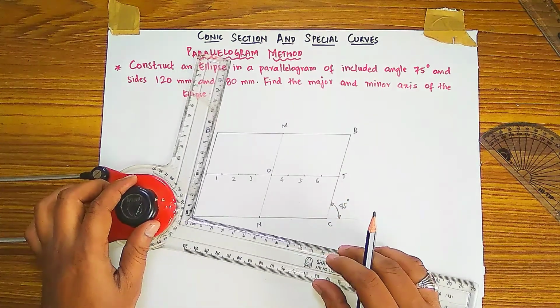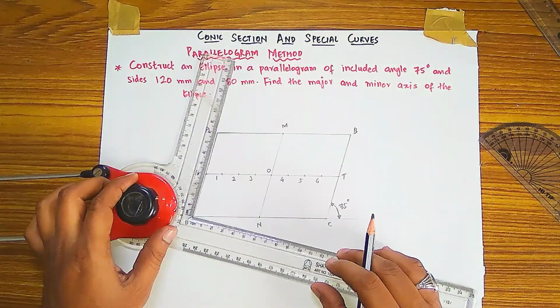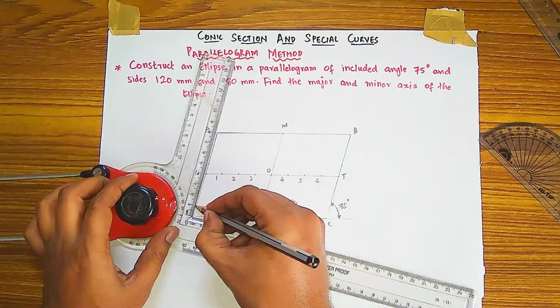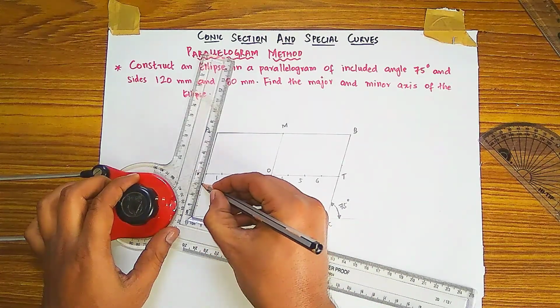Then this 80 also you have to divide into 8 equal parts. 80 divided by 8 means 10, 10 mm means 1 centimeter. 1, 2, 3.